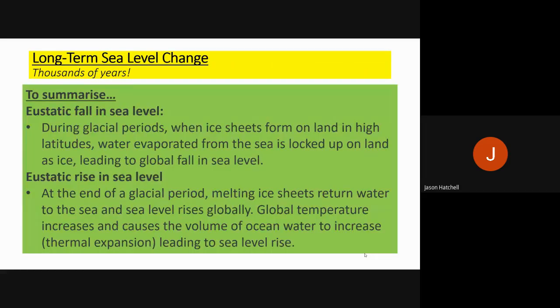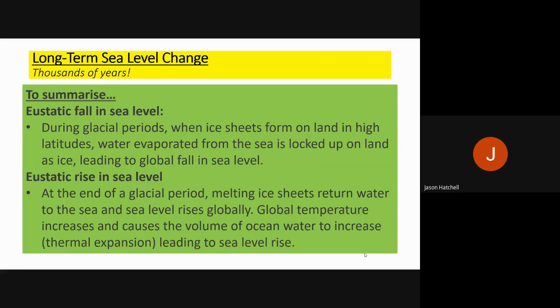Now, to summarize that so far, the eustatic fall in sea level would mean that it's a glacial period, ice sheets are forming, water is evaporated from the sea and then locked on land as ice, and that leads to a global fall in sea level. But when there's a eustatic rise in sea levels, that's the end of a glacial period, an interglacial period where ice is melting, returning water to the sea, thermal expansion happens, and sea levels rise. So it's just the opposites.